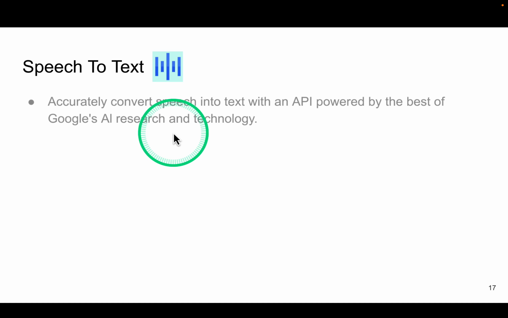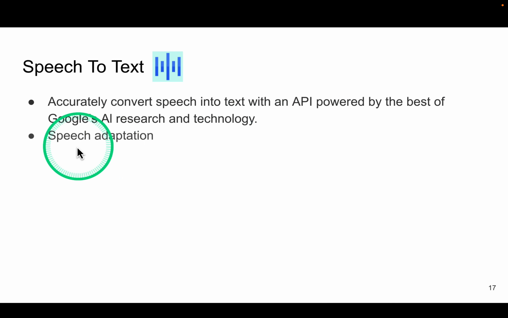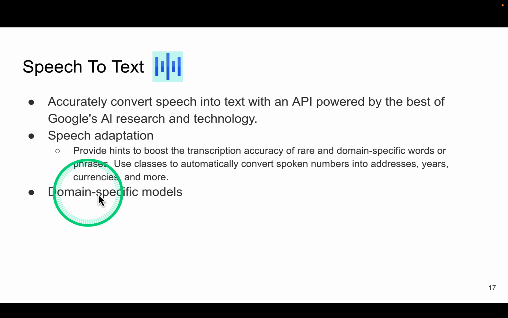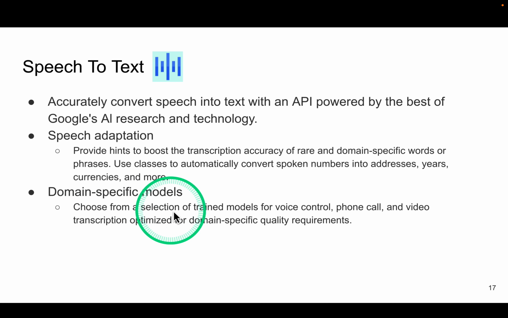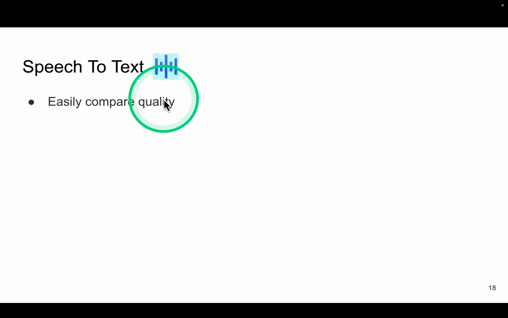Next is speech to text. Accurately convert speech into text with an API powered by the best of Google's AI research and technology. Speech adaptation: provide hints to boost the transcription accuracy of rare and domain-specific words or phrases. Use classes to automatically convert spoken numbers into addresses, years, currencies, and more. And domain-specific models: choose from a selection of trained models for voice control, phone call, video transcription, optimized for domain-specific quality requirements.